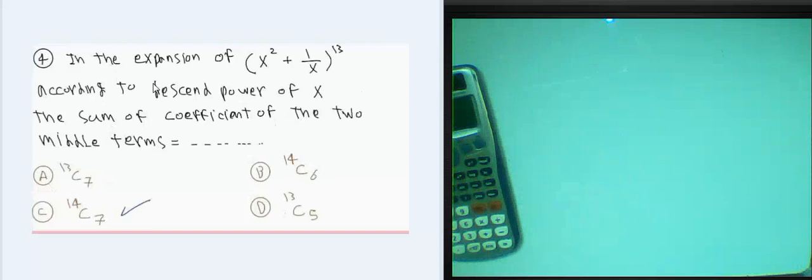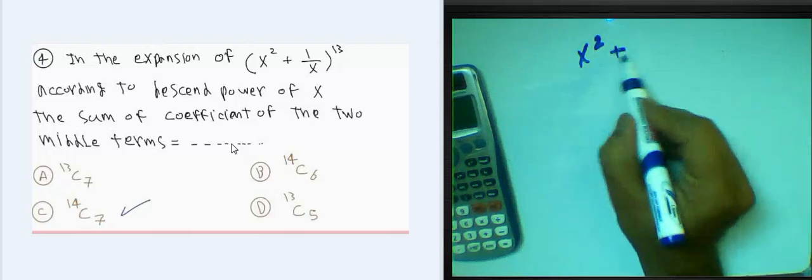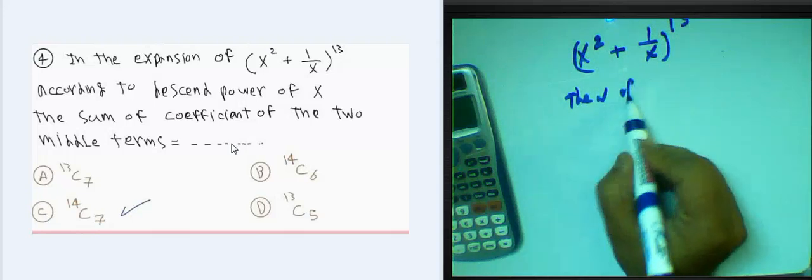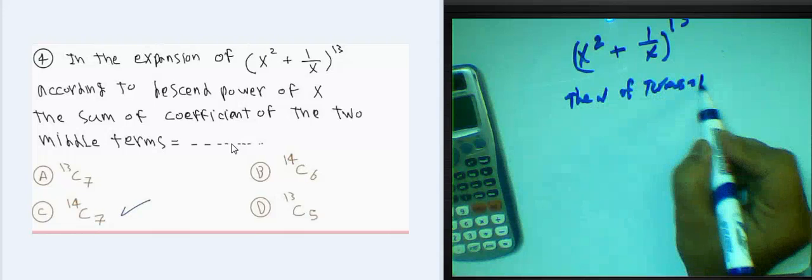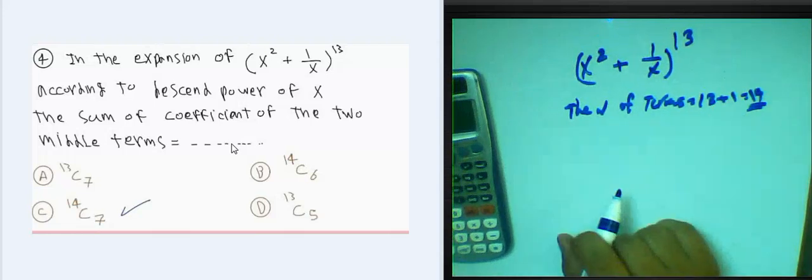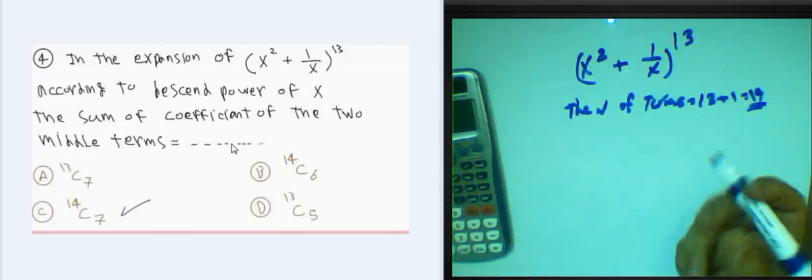Question 4. Expansion. In the expansion of (x² + 1/x)^13 according to descending powers of x, the sum of the coefficients of the two middle terms equals blank. Okay, we have this expansion, (x² + 1/x)^13. The number of terms will be 13 plus 1 equals 14. We have 14 terms in this expansion. It asks me for the sum of the coefficients of the two middle terms.